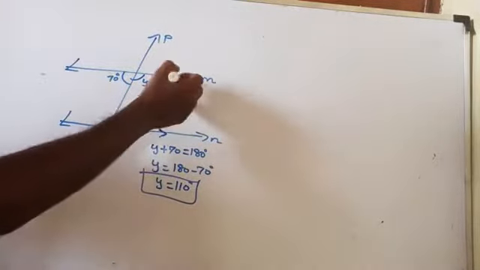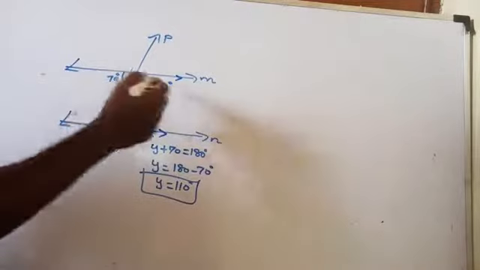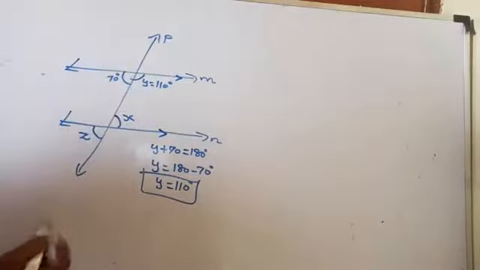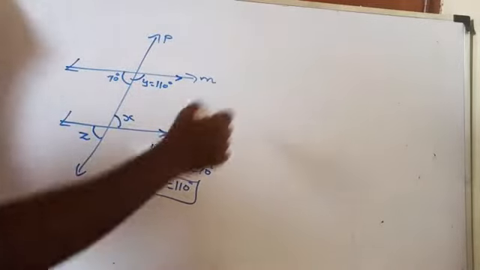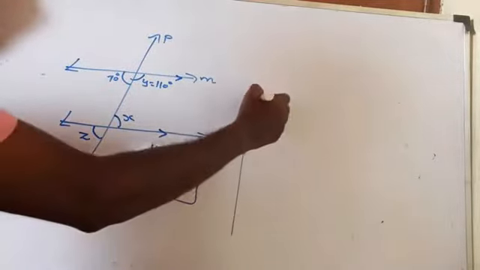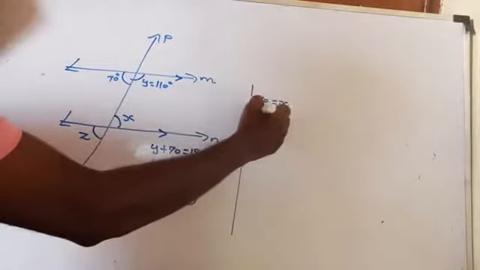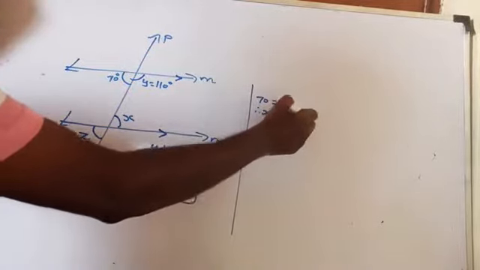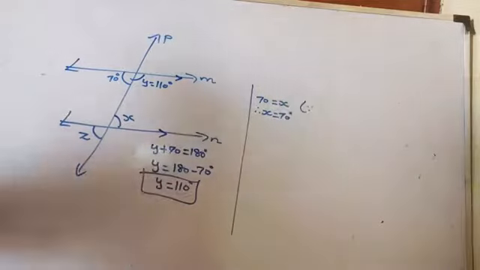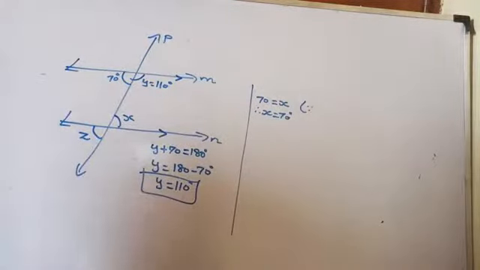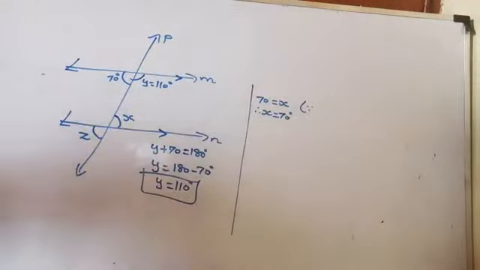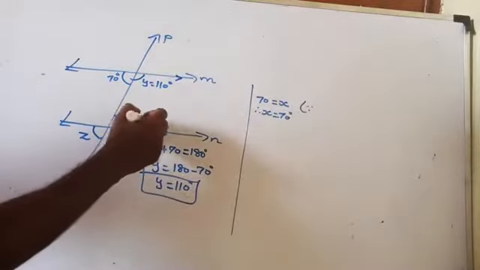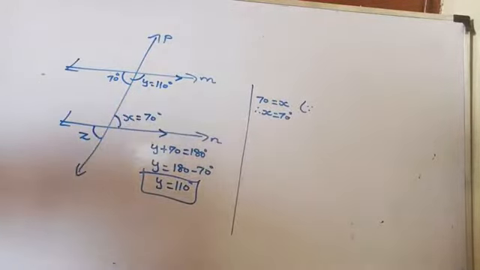How? These two lines are parallel, it is given. So these are two parallel lines intersected by a transversal P. Therefore, alternate interior angles are equal, which means 70 degrees equals x. Therefore, x is equal to 70 degrees. Whenever you write the answer, you have to write the reason along with it. So x is equal to 70 since alternate interior angles are equal.